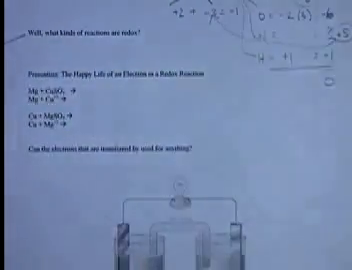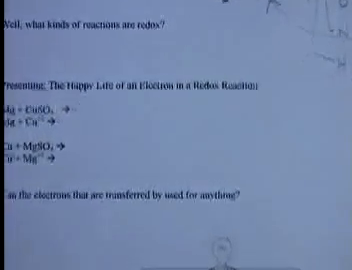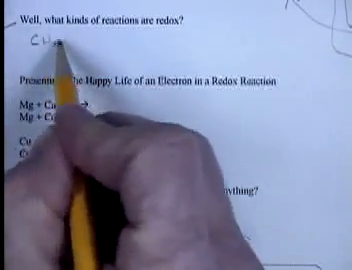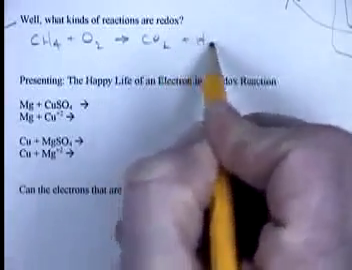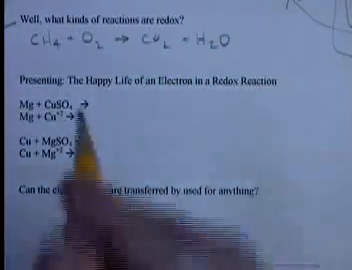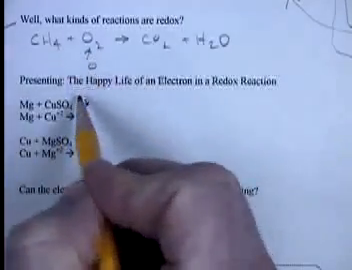Well, what kind of reactions are redox? Well, you know quite a few reactions that are redox already. For instance, combustion reactions. CH4 plus O2 making carbon dioxide and water. These are all combustion reactions. All hydrocarbon combustion reactions are redox because oxygen here is in its elemental form. It has a charge of 0.